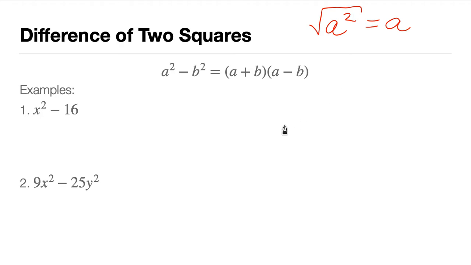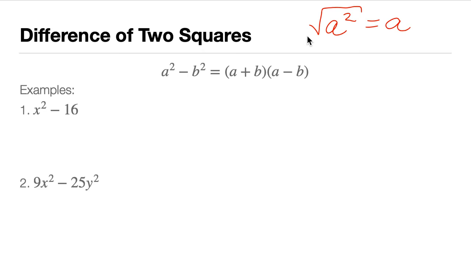And the last requirement is that there should be a minus sign in between them. So again, first term is a perfect square, second term is a perfect square, and there's a minus sign in between them. So what will happen if this is the case? Get the square root of the first term, write it here, and again here. Get the square root of the second term, write it here, and again here. Put a plus on the first grouping, put a minus in the second grouping. And that's it.